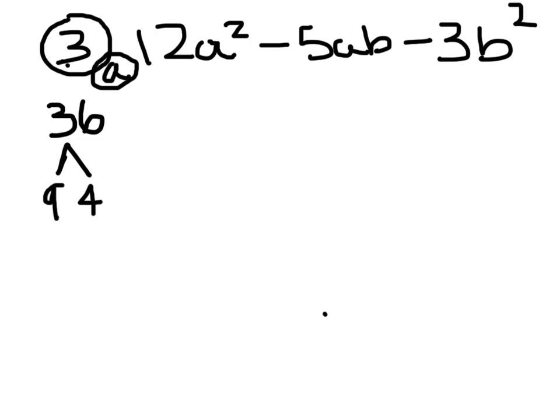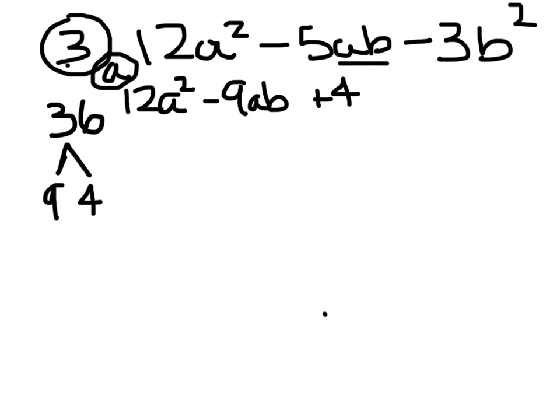So when I rewrite the trinomial, the 12a squared stays the same, but to get the negative 5, I will need a negative 9 and a positive 4, but I also need the ab, so I'll have a negative 9ab plus 4ab, and the minus 3b squared is also part of this.